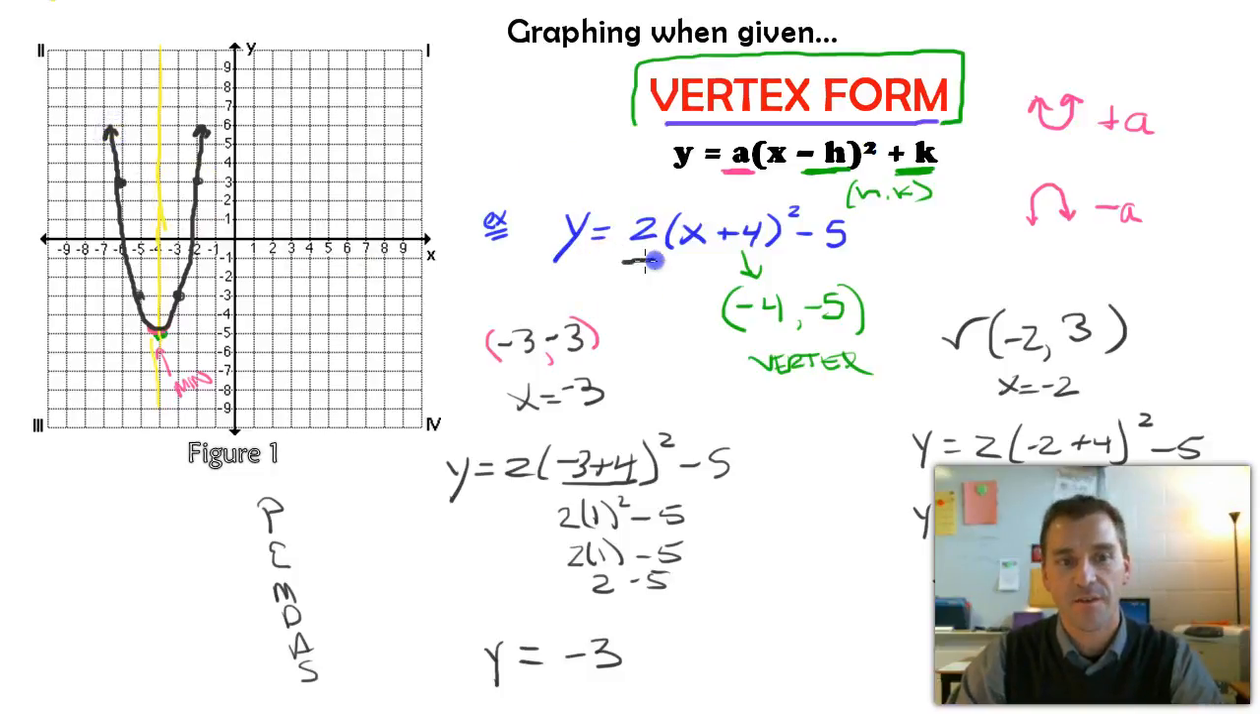It makes sense because its A value is positive. The vertex is negative 4, negative 5. That makes sense. So it looks like a nice little U shape right there. Rock and roll. Okay, so there's your vertex.